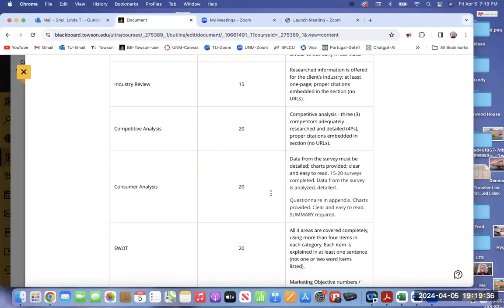Consumer analysis, again, 15 to 20 surveys have to be completed, and then you have to give me the results. I'm not looking for you to do detailed market research here. Percentages and means are all you have to give me. So what percentage are female? What percentage are male? What percentage say that they live in a certain zip code? Or you could just report by all the different zip codes, if you have that in your demographic questions.